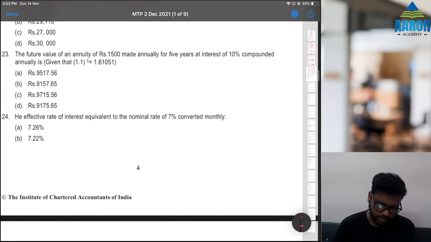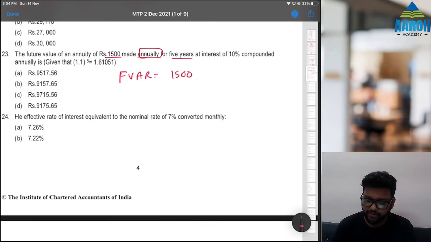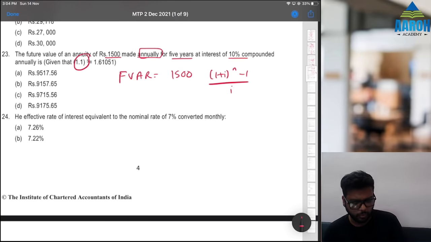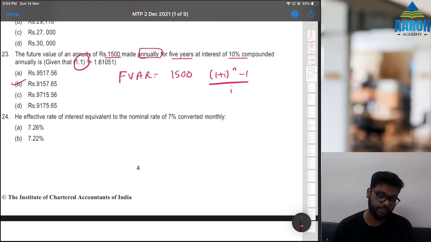Next, future value of annuity of rupees 1500 made annually for 5 years at 10% compounded annually. Future value is A into 1 plus I raised to n minus 1 upon I. 1 plus I raised to n they have given 1.61051 minus 1 divided by I is 10% into 1500. That gives us 9157.65. Okay, option B.